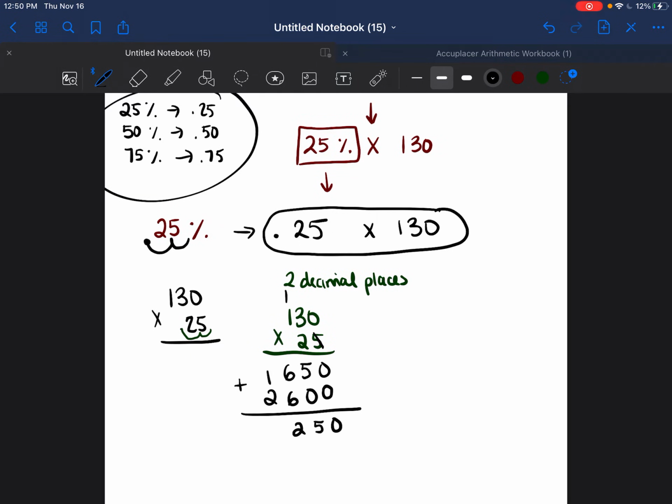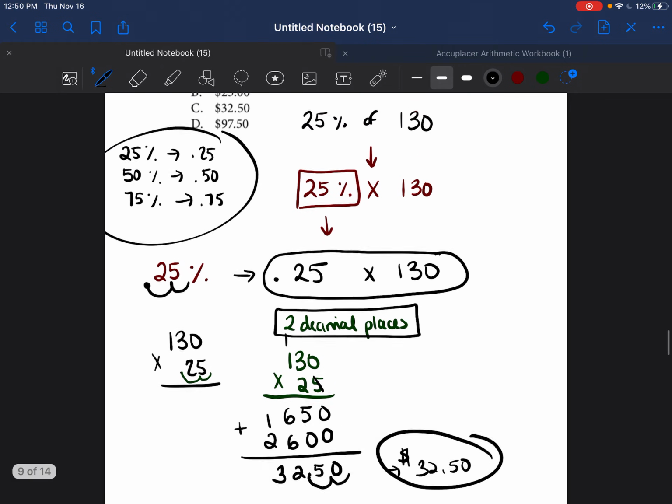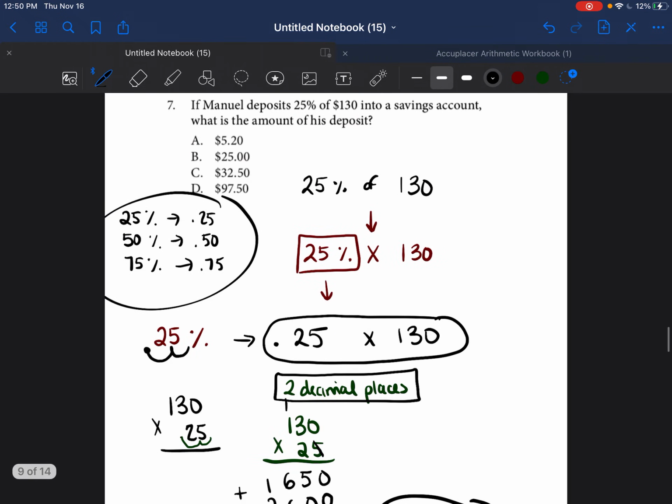6 plus 6 is 12. Carry the 1 and have the 3. Now remember, because we took out 2 decimal places, we have to put 2 decimal places back in the answer. So we're going to move the decimal place over 2. And so now our answer is going to be 32.50. And that is going to be 25% of 130. So the answer is going to be C.